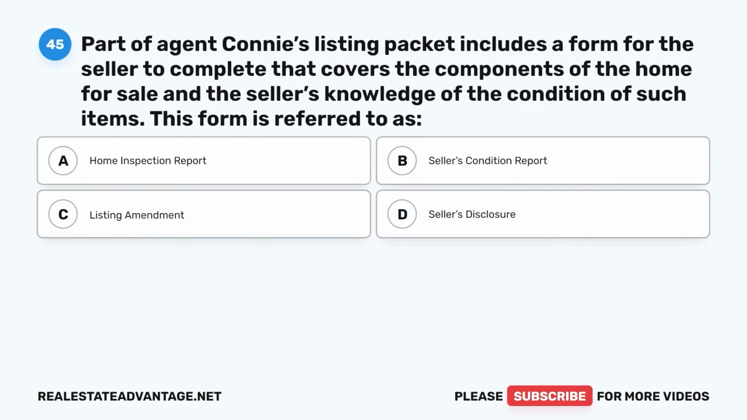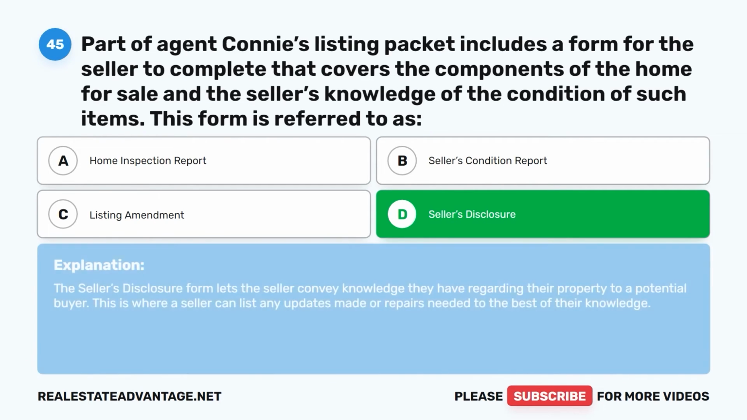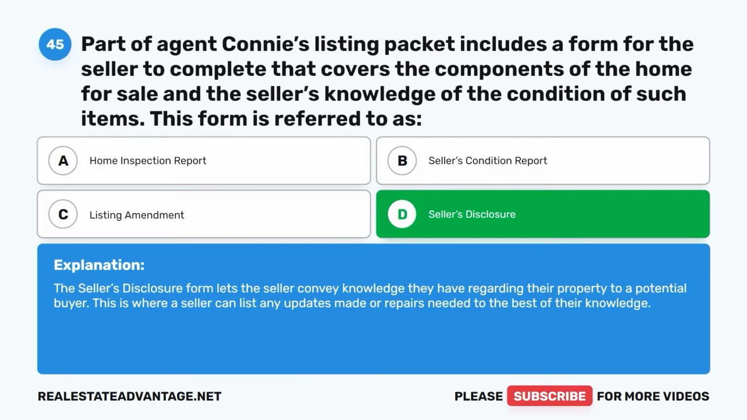Question 45. Part of Agent Connie's listing packet includes a form for the seller to complete that covers the components of the home for sale and the seller's knowledge of the condition of such items. This form is referred to as A. home inspection report, B. seller's condition report, C. listing amendment, D. seller's disclosure. The correct answer is D. Seller's disclosure. The seller's disclosure form lets the seller convey knowledge they have regarding their property to a potential buyer. This is where a seller can list any updates made or repairs needed to the best of their knowledge.